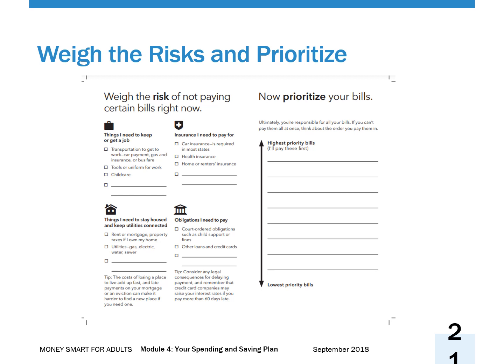Additionally, there are obligations you need to pay. And the tip: consider any legal consequences for delaying payment. Remember, credit card companies may raise your interest rate if you pay more than 60 days late. And then it has a section for prioritizing from highest priority to lowest priority for your bills.